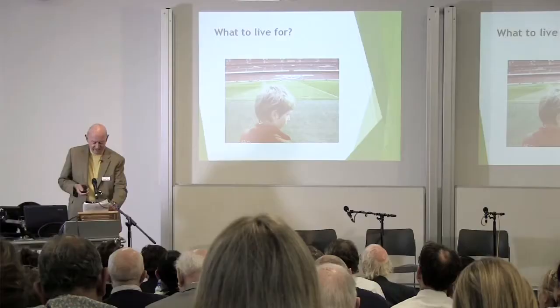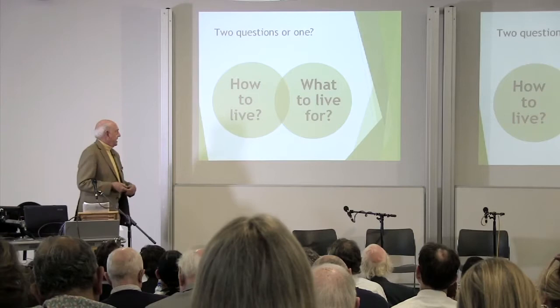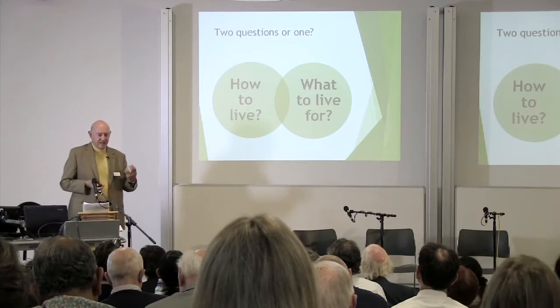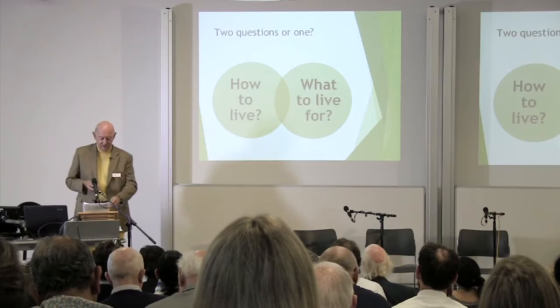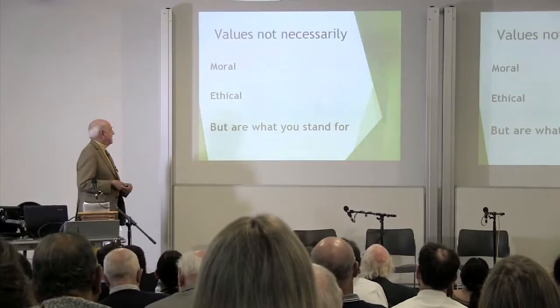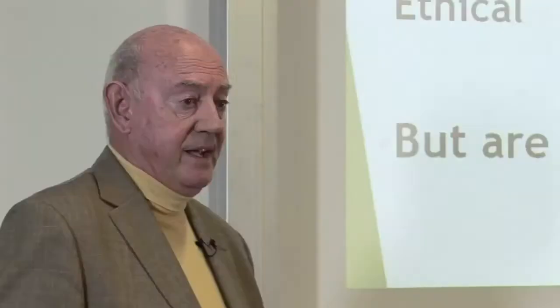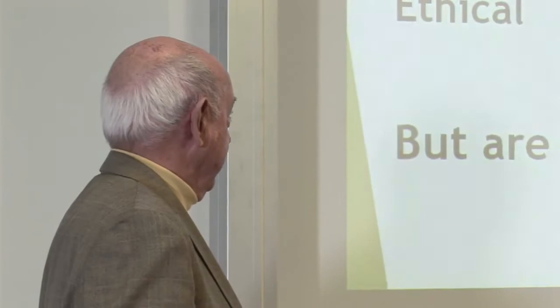There's two things, though. One is you define your values, and that's 1%, and 99% is how you get them across. So the issue, again, really, is it possible to look at how to live and what to live for in the centre of your life and join those two together, not leave the what to live for till much later? And if you do that, bear in mind that values are not necessarily moral, but they can be to do with morality, not necessarily ethical, but they can be, but they're what you stand for.